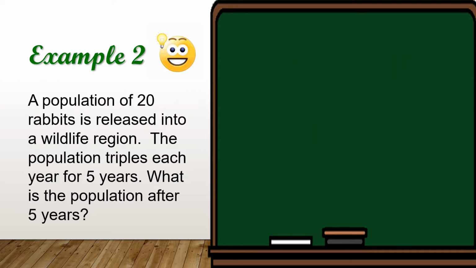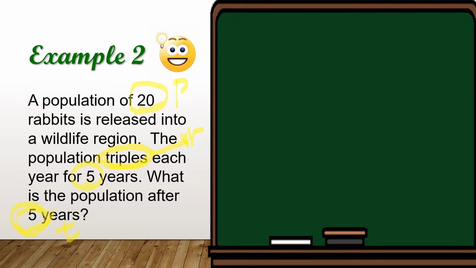Let's have example number 2. A population of 20 rabbits is released into a wildlife region. The population triples each year for 5 years. What is the population after 5 years? So a population of 20 rabbits, 20 is the initial number of rabbits. So this will be our P. And then 5 years. What is the population after 5 years will be our time, and our ratio, we don't have any percent here, but the word triples here is telling us that this is our R.